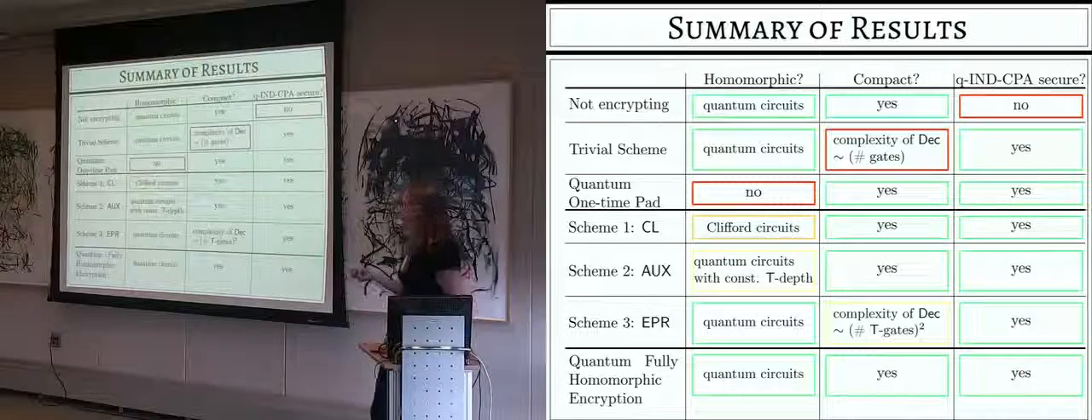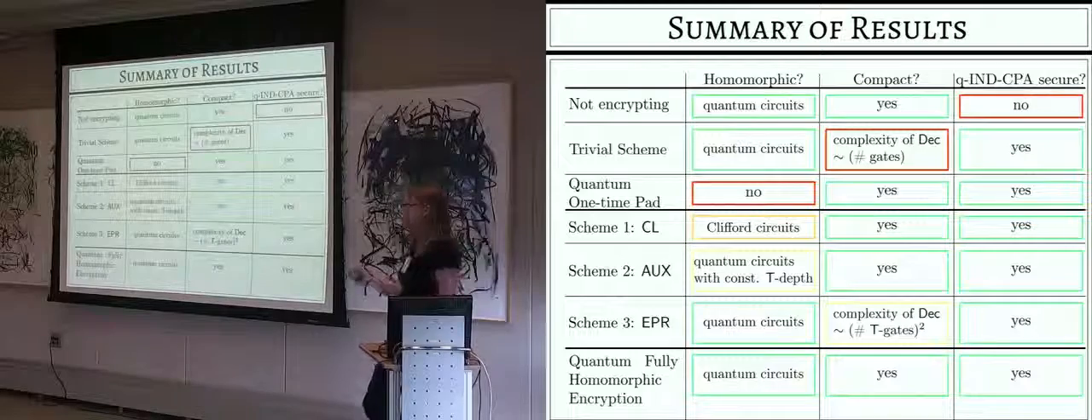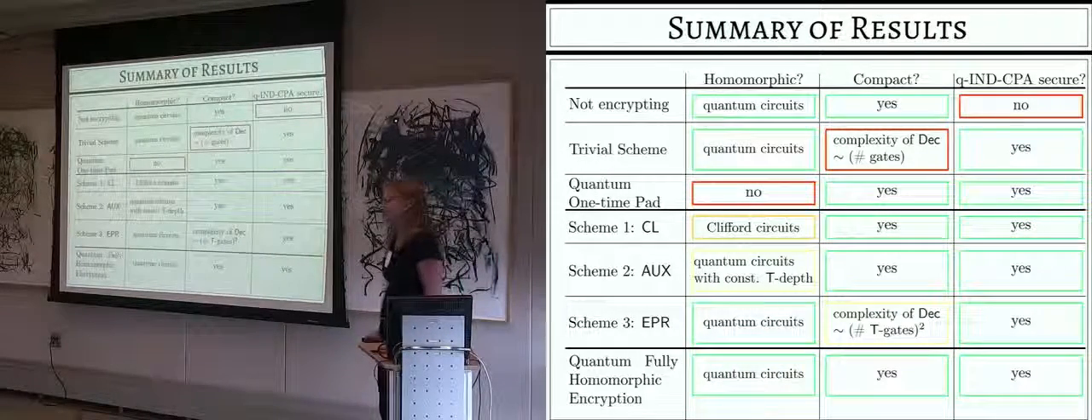It requires just the number of T gates, that number of quantum gates, and if you want the full complexity, including classical, it's the number of T gates squared. It's not the depth of T gates. The number, yeah.